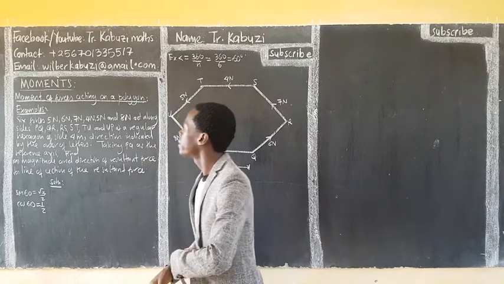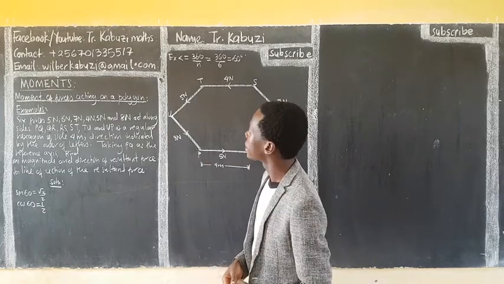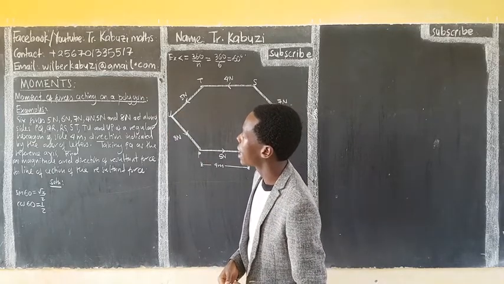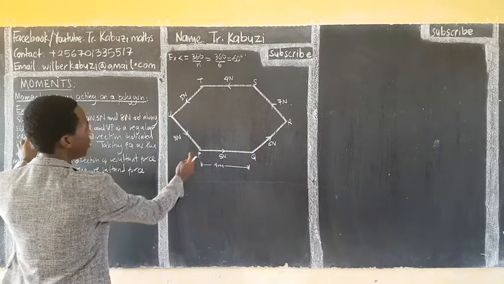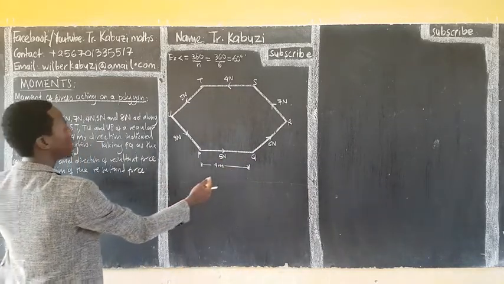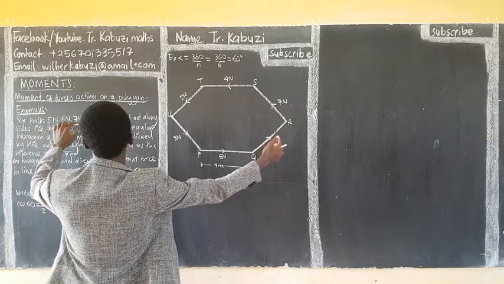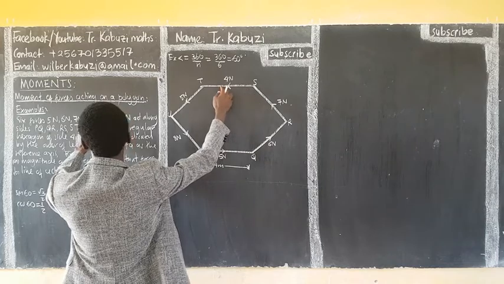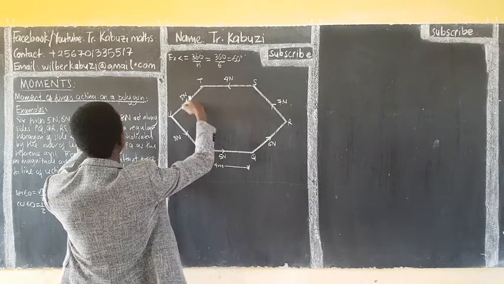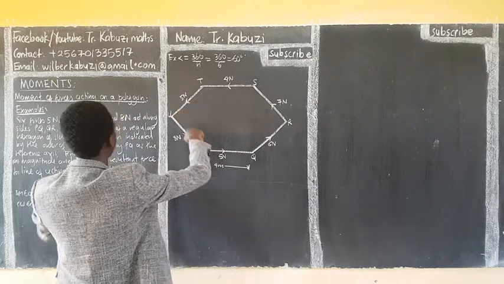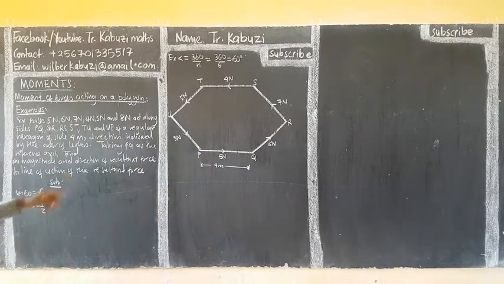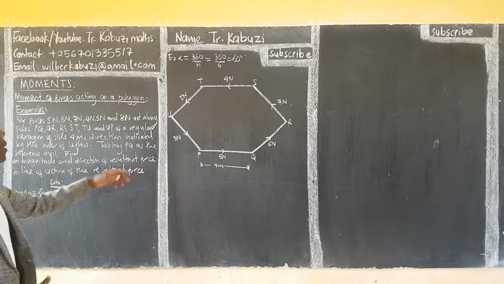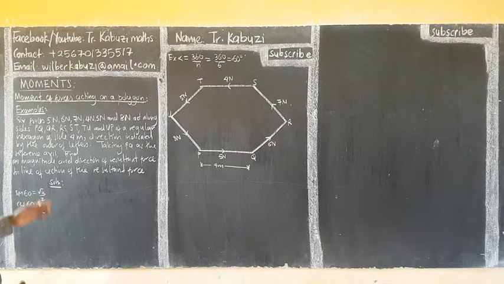6 forces, 5 newtons, 6 newtons, 7, 4, 5, and 8 newtons act along the sides. PQ goes with 5, QR with 6, RS with 7, ST with 4, TU with 5, then 8 newtons with UP. With the direction of the forces indicated by the order of letters. Taking PQ as the reference axis, find the magnitude and direction of the resultant force.